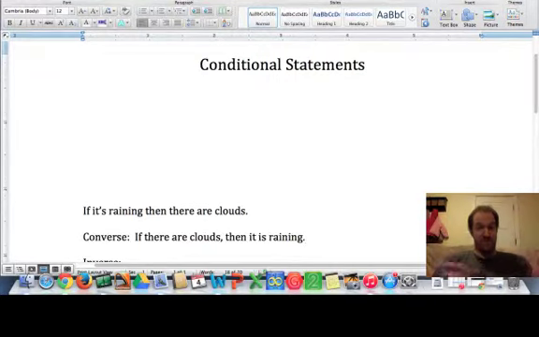So the words if and then stay where they were, but the parts that immediately follow them switch around. So it's raining was right after if. When you do the converse, it's right after the then. So the if and the then parts switch around.